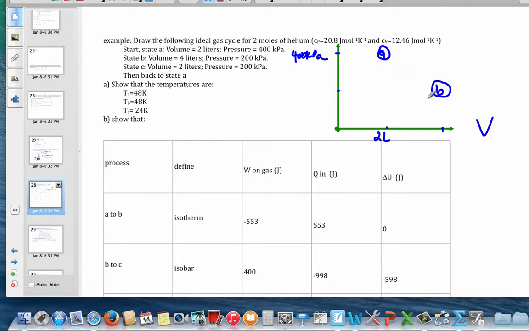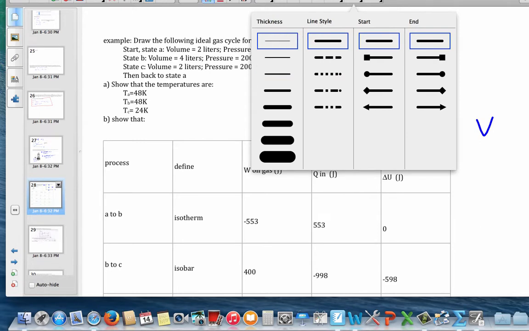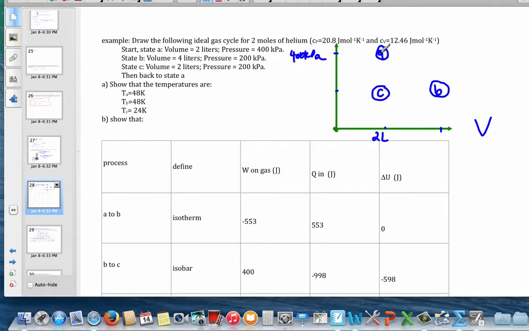And then state C is this point right here. So if we go from A to B, sort of foreshadowing here a little bit, along a hyperbolic path, and then B to C along a straight line, and then C to A along a straight line.